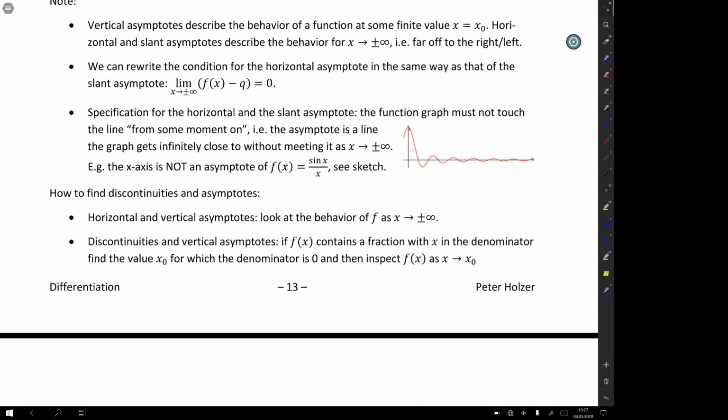To find discontinuities and vertical asymptotes, we typically look at functions where the function contains a fraction, and where there is an x in the denominator. So we look at values where the denominator becomes 0. We call this value x0, and then we inspect what happens with the function when x approaches x0, because that's where it is not defined.